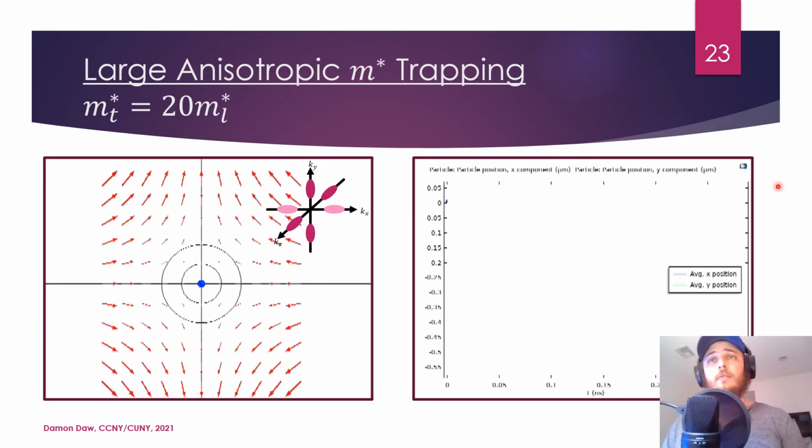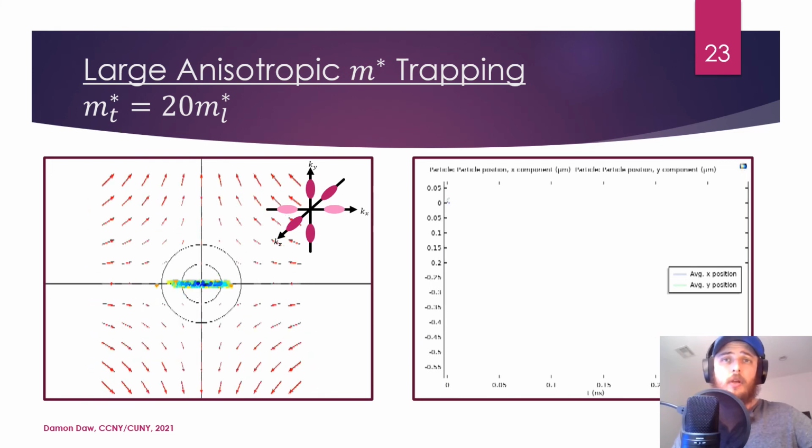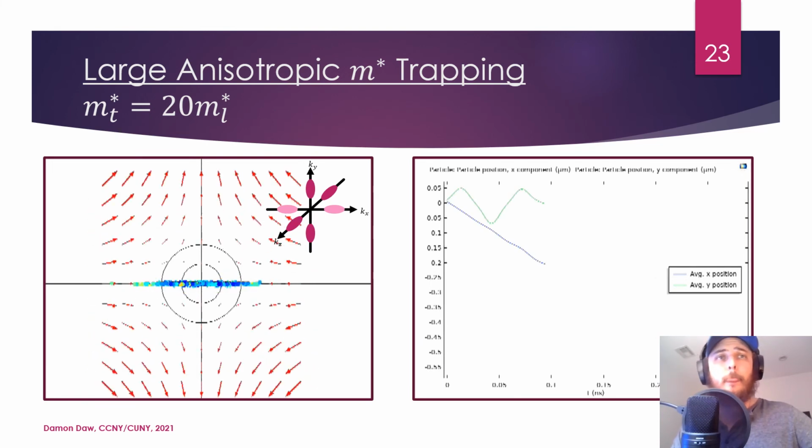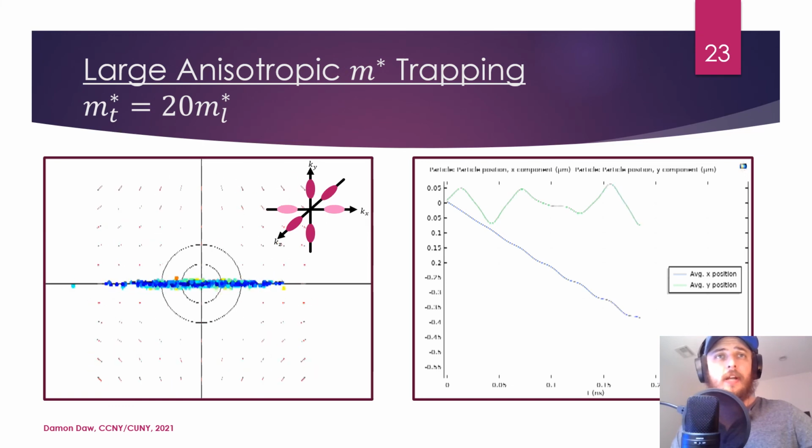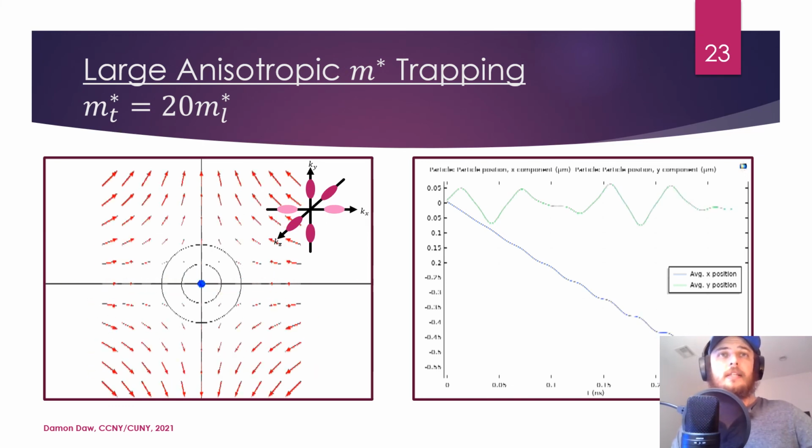One of the first things we wanted to verify was that you can trap carriers if they have a large anisotropy in their masses, and it turns out that indeed you can. Here's a simulation depicting electrons in a Paul trap, say in these horizontal valleys, with a difference in the effective masses of a factor of 20. So it's a big difference.